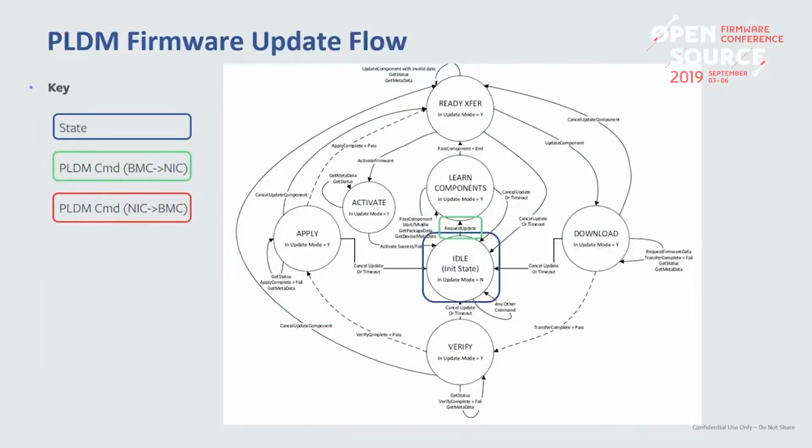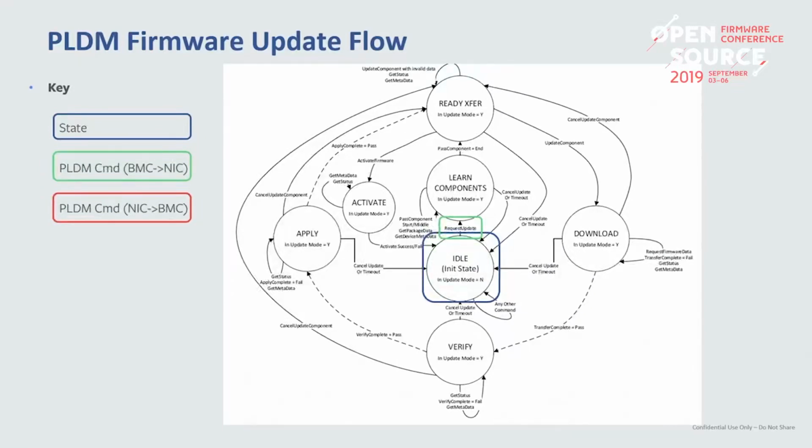Oh, by the way, in any of these states, this diagram looks more complicated because at any state, both sides can decide, well, I want to cancel the upgrade process. This is very easy on the BMC side. For the BMC to cancel upgrade, we just send the cancel command and it will be done. The device can also cancel the upgrade process anytime. But for the device to do it, essentially the device just returns an error code in any of the commands that BMC sent. Then we'll go back to idle state.